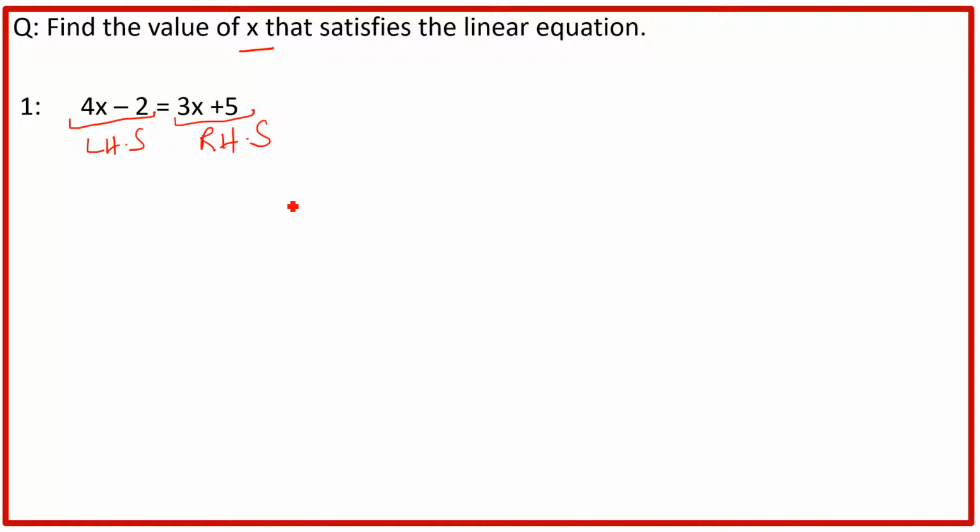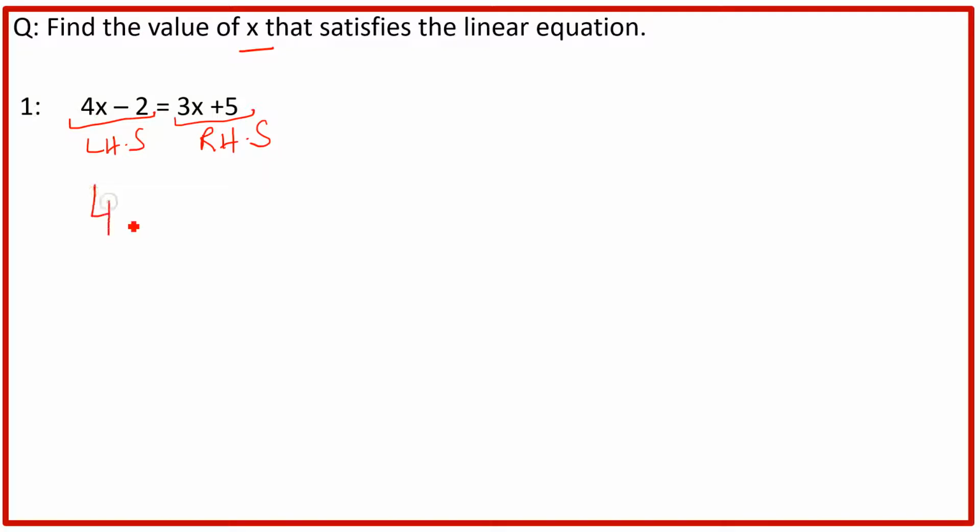So here we are going to use the transpose method, and I have told you the meaning of the transpose method. See, this is negative 2 here on the left hand side and here is the positive 5. So we will transpose this 3x to the left hand side because we already have x here, or we will transpose negative 2 from the left hand side to the right hand side. This is called the transpose. All the terms with x should come on one side and all the constants we will take to the other side of the equation.